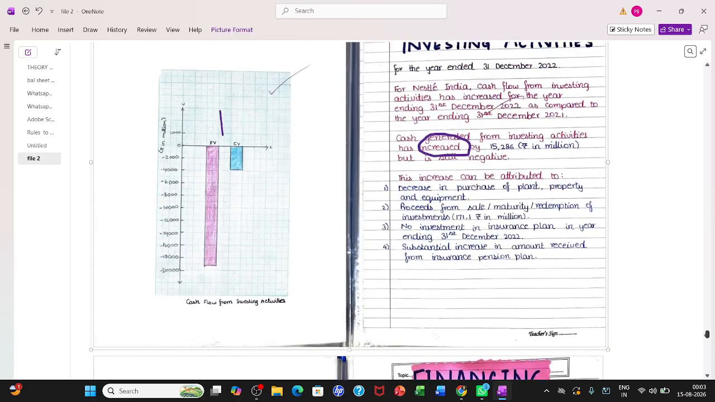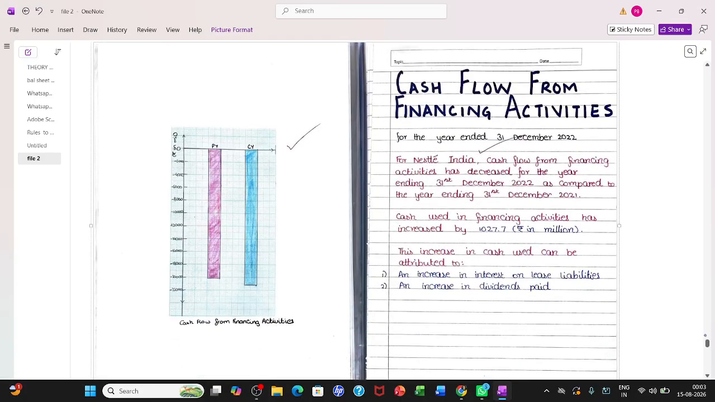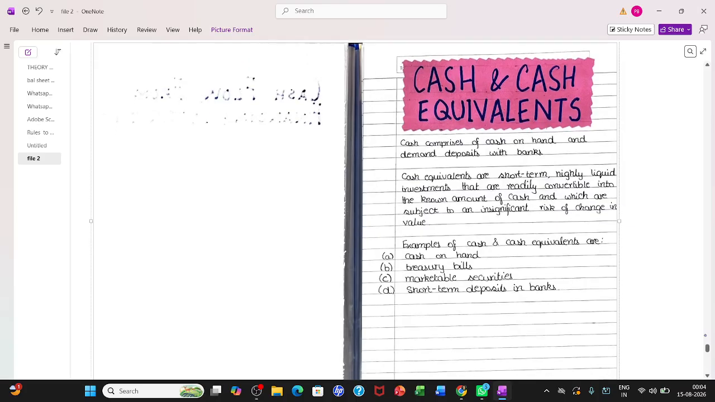Then financing activity, show the theory part, then show it graphically, previous year, current year. Again, here it is used, but used has increased. So in a way, it is a decrease, downfall. So this is an increase in cash used. Be careful. We are talking of increase or decrease, used or generated. Accordingly, the words would be used. So when you get the rough draft checked, I would be checking for the same.